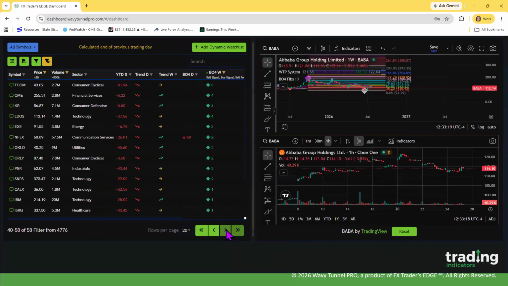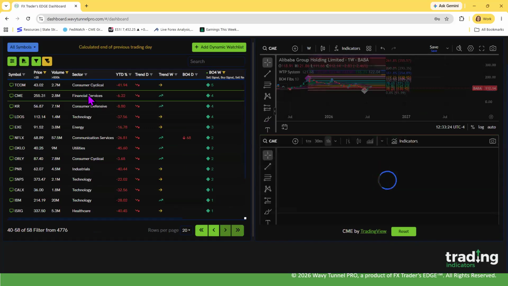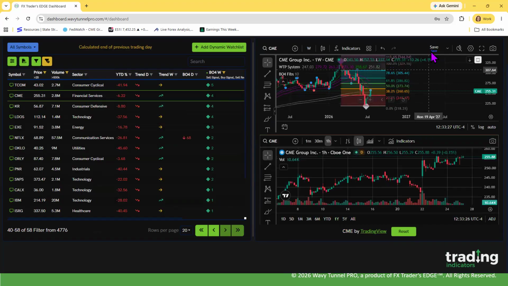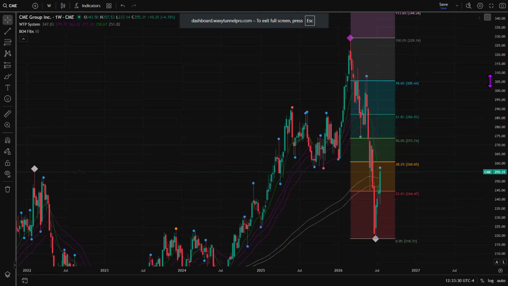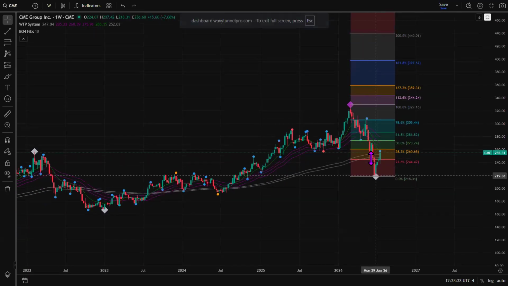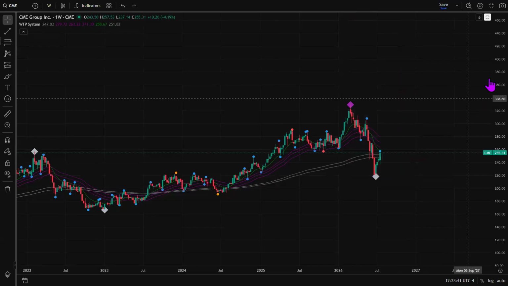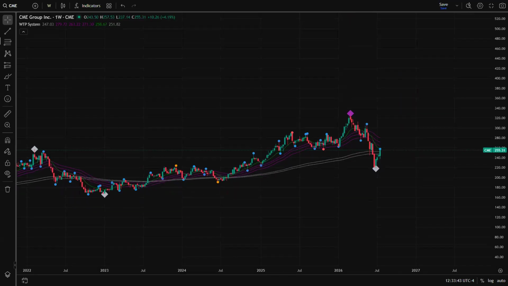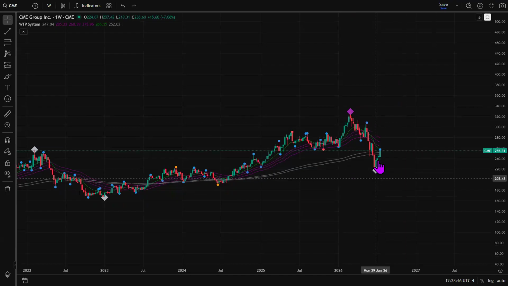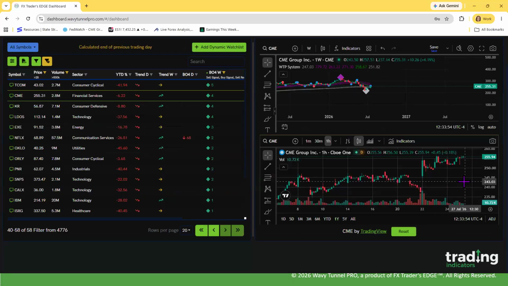Okay, I don't see any more with the, oh, here we go. All right, CME. I'm gonna get rid of this handy dandy indicator. Okay. Yeah, this looks pretty nice. Very nice. We're gonna put this on the watch list.